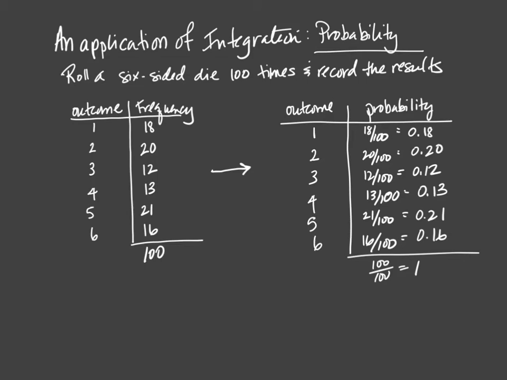This is a short discussion and application and an example of integration and using it to determine probabilities. So we're going to start out by doing an experiment. In probability and statistics, we do things called experiments. In this experiment, we're rolling a six-sided die 100 times and we record the results. And so here's what I get.